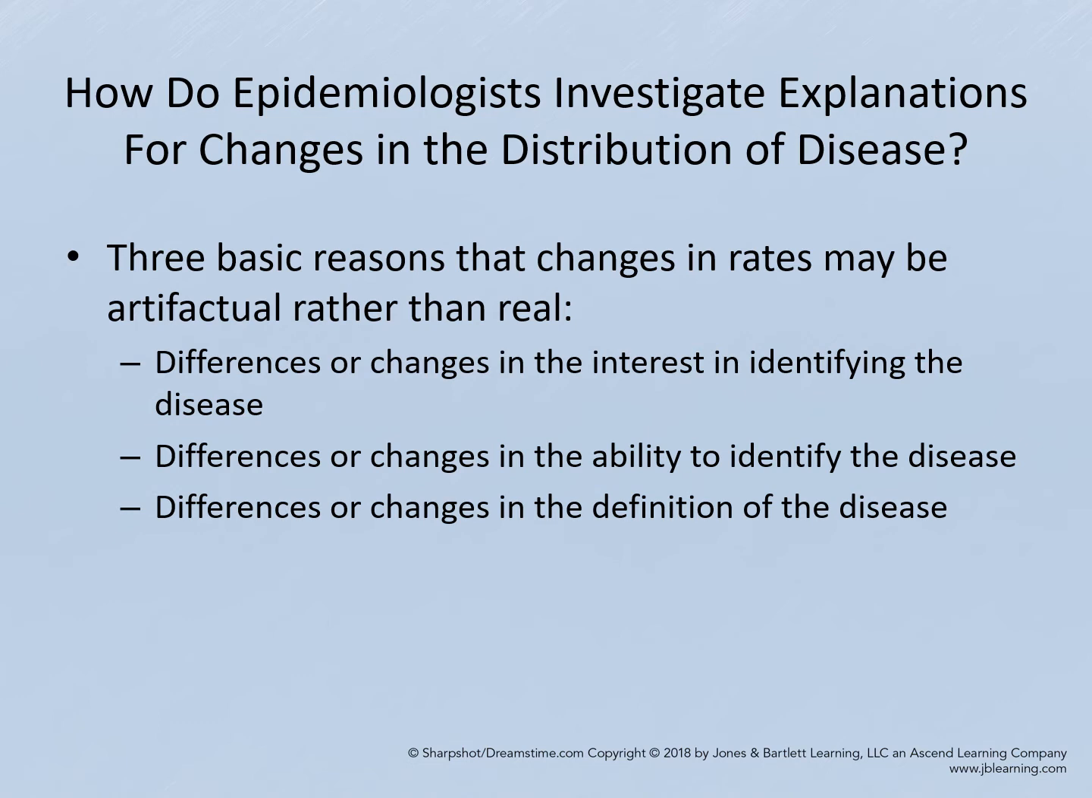The next is differences or changes in the definition of the disease. So based on the development of new opportunistic infections or newly recognized complications, the definition of HIV disease or AIDS-related disease has changed. So that may be contributing to the changes in the distribution of disease.